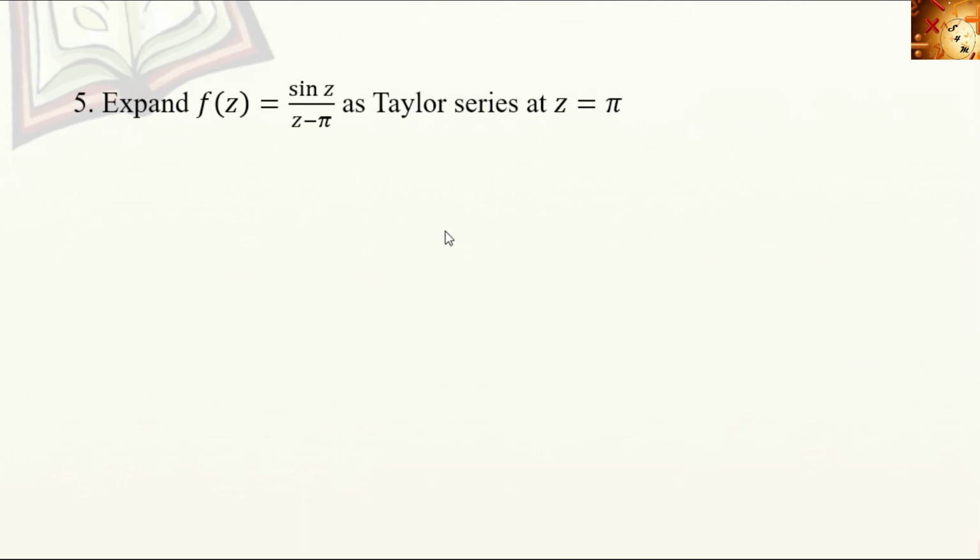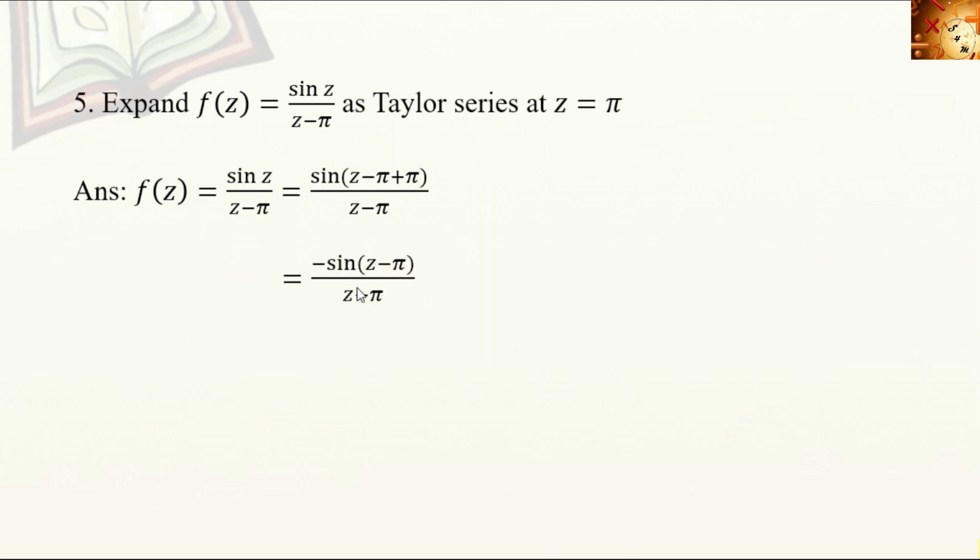Next one, f of z equal to sin z divided by (z minus pi), as a Taylor series about z equal to pi. So the factor will be of the form z minus pi. Here in the denominator we have the factor z minus pi, but in the numerator it is sin z. So first of all we want to rearrange the function, writing sin z as sin of (z minus pi plus pi). Then only we have the factor in terms of z minus pi divided by z minus pi.